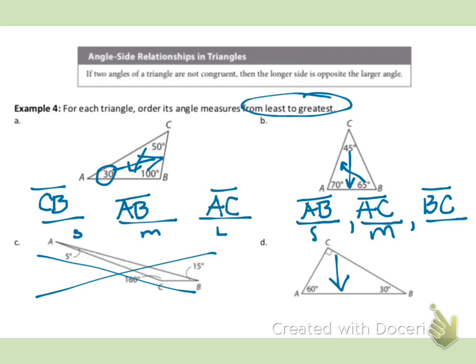So putting these in order, the smallest side would be the one across from 30. Okay. The medium one would be the one that's across from 60, which is BC. And then the largest one is that hypotenuse, which is always the case in a right triangle, and that's AB. Okay?